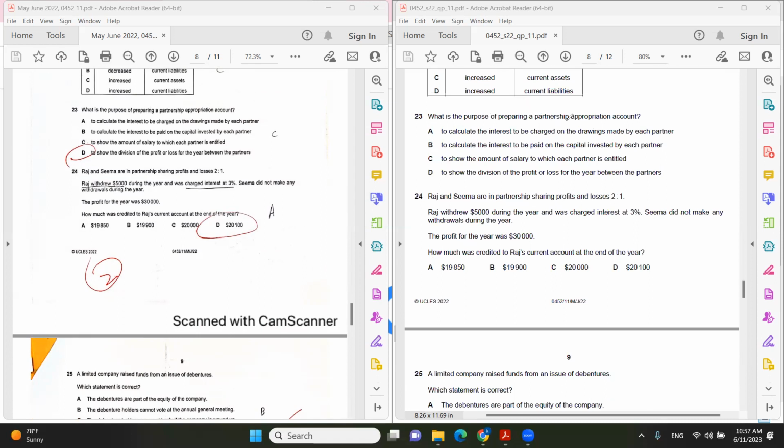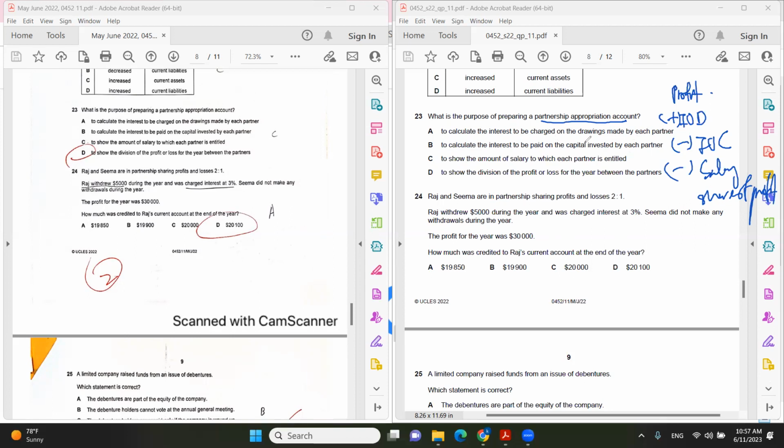What is the purpose of preparing a partnership appropriation account? The appropriation account starts from the profit for the year. We add interest on drawings, less interest on capital, less salary. Then we get the share of the profit. So this is the appropriation account. The purpose is for us to calculate the share of the profit. So here, to calculate the interest to be charged on the drawings made by each partner.